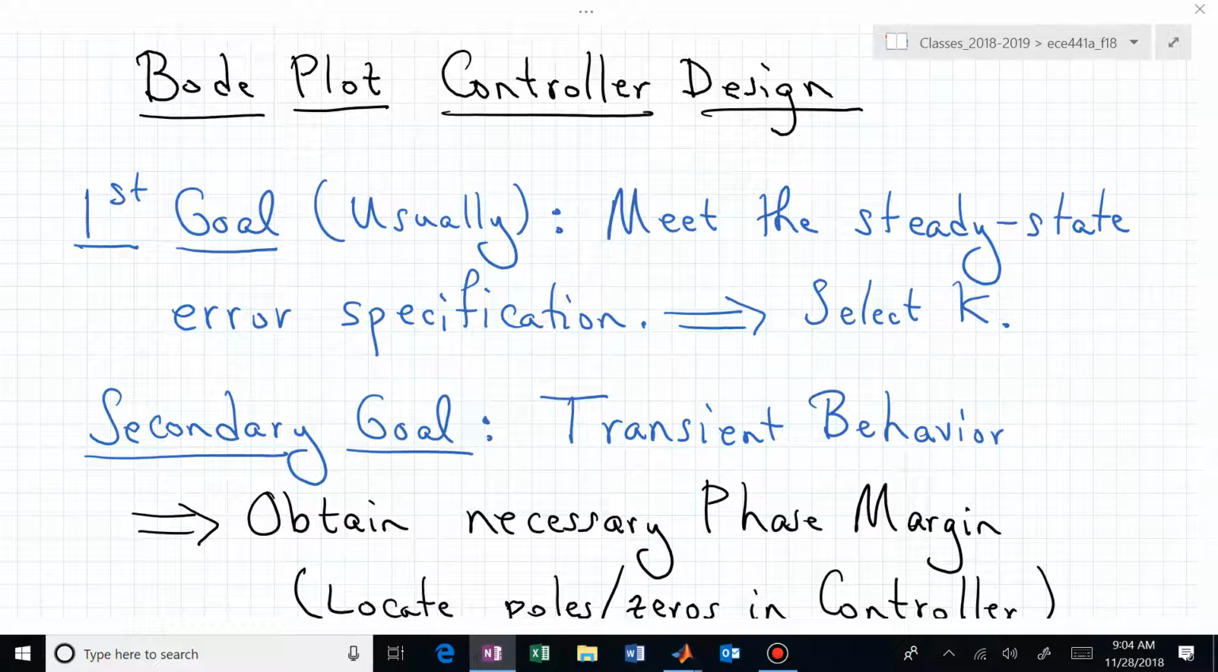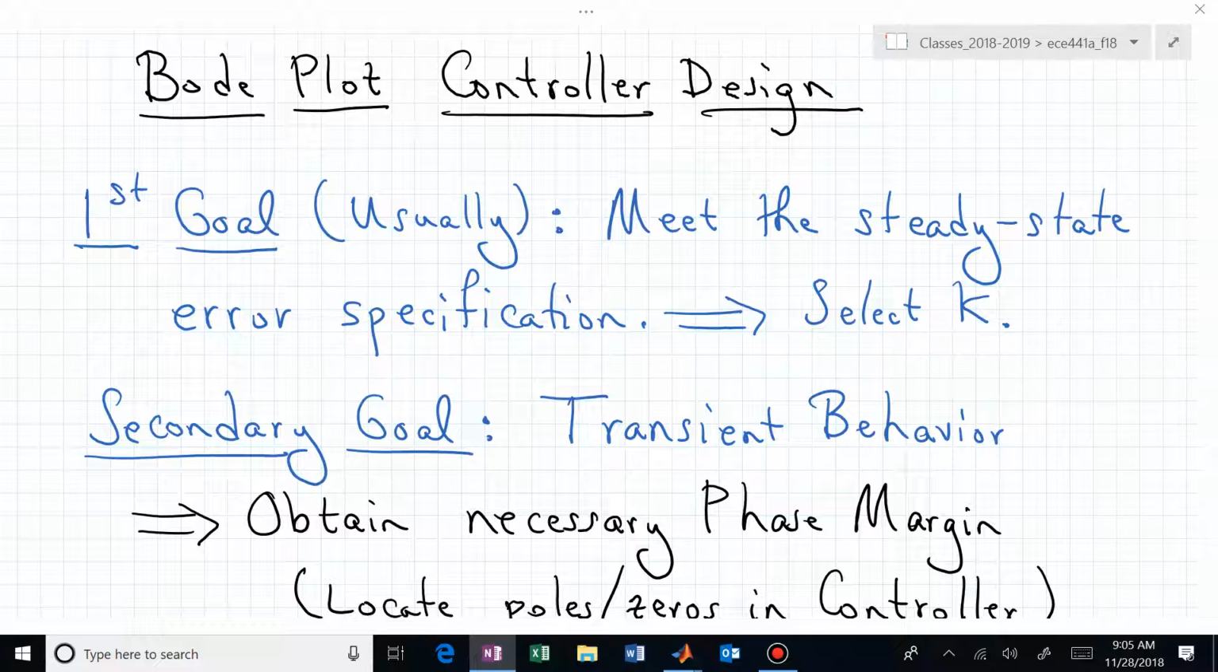In the Bode plot controller design, the main emphasis typically is how we are going to do when we stabilize the system with our steady state accuracy. So the first goal typically is how do I adjust my gain to achieve the appropriate steady state error specification. That's the usual main goal of Bode plot design. So how do you pick your K?